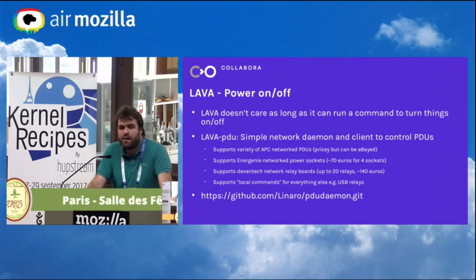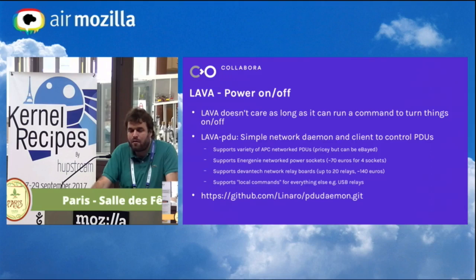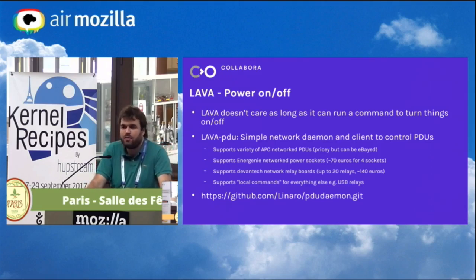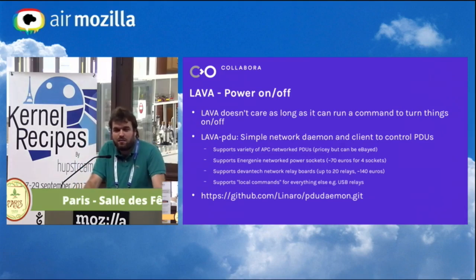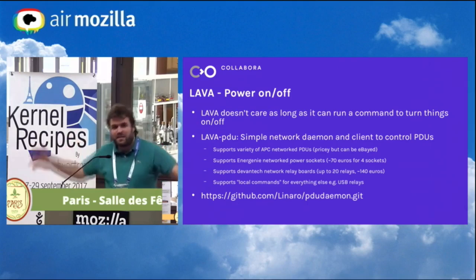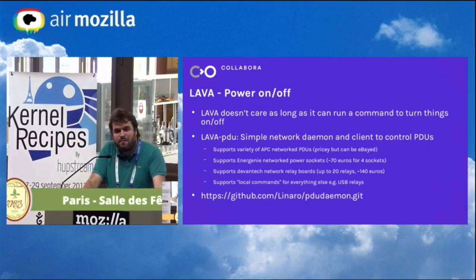For the power off, power on, Lava doesn't care how you do it, as long as you can do it with a command line. We use a thing called Lava PDU, which is a daemon to control power distribution units. We used a bunch of different ones. In our office, we have one of these really expensive APC ones. It's big, fits in a rack, it works, but it's not the cheapest thing.